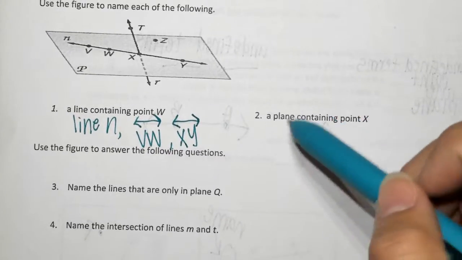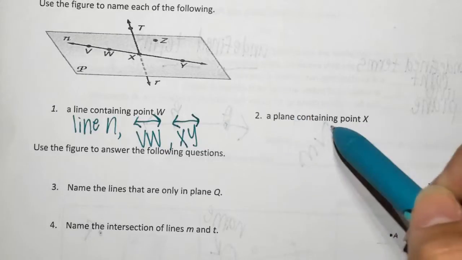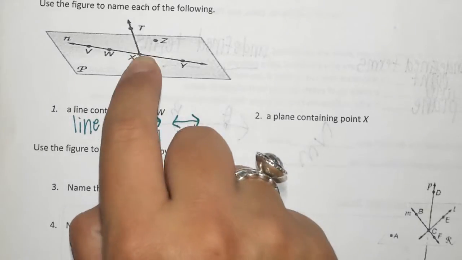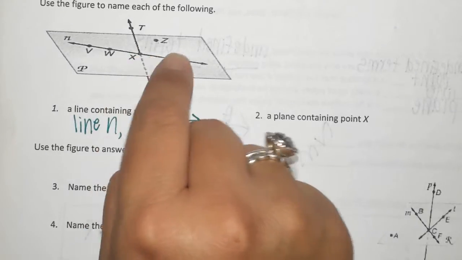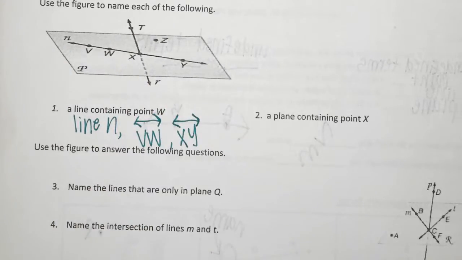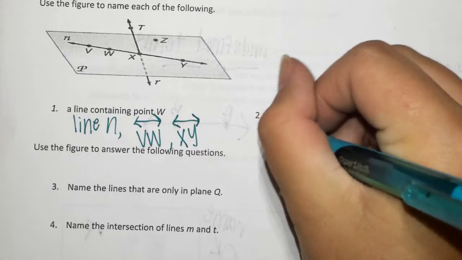Number 2, what's the name of a plane that contains point X? Put your finger on point X. Find it. Put your finger on it. Well, isn't it on one plane? What's the name of this plane, class? Plane P. That's the easy way.